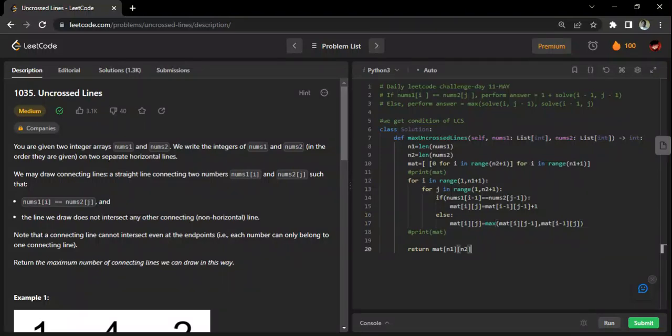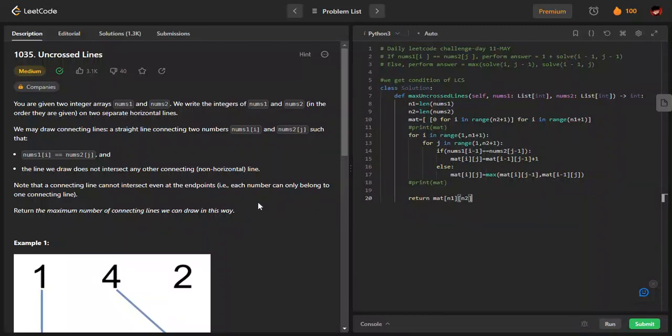Today we are at day 11 of the April Daily Leetcode Challenge, and we have again a medium level question in front of us. It's again totally different compared to yesterday's question, but let's see what the question is. It's question 1035, Uncrossed Lines.